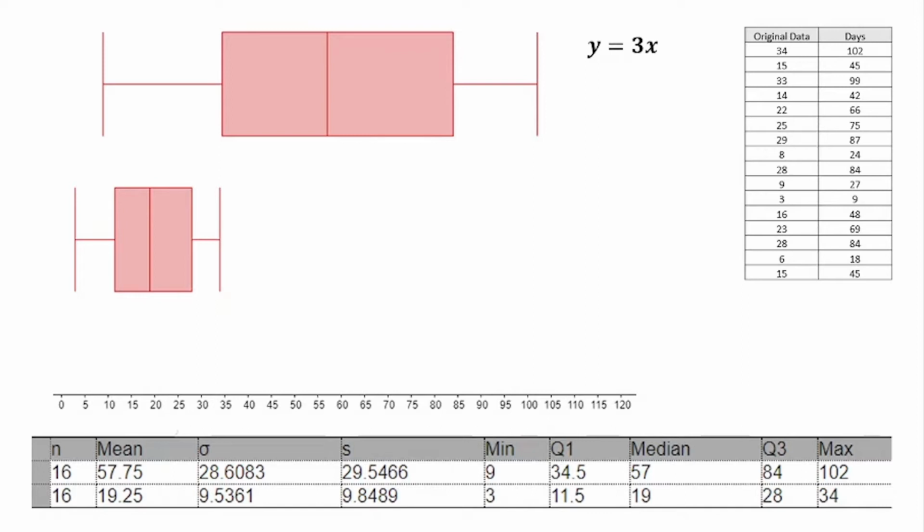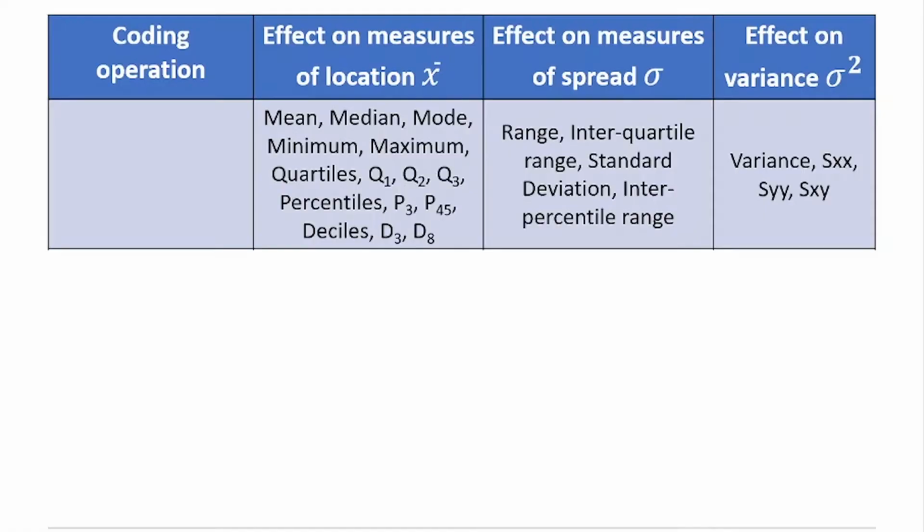Okay, let's see if we can generalize this now. In general, the statistics we're going to work with can be split into 3 different groups. Firstly, measures of location. So these are things like x bar. These are things like the mean, the median, the mode, the minimum, the maximum, the quartiles, the percentiles, the deciles. All of those are measures of location, and they will all be affected the same way by your coding formula.